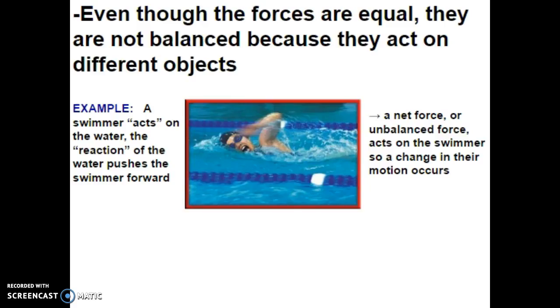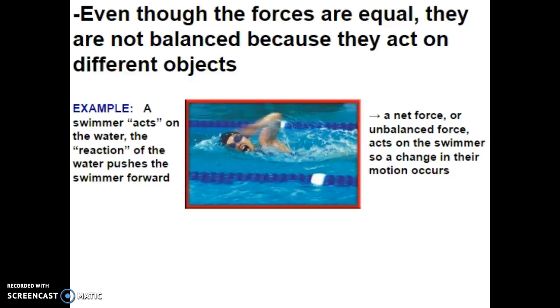Now this may seem weird, that Newton's third law would state for every action there's an opposite and equal reaction, because if that happens, it would seem as though everything would cancel out and nothing would move ever. But even though the forces are equal, they're not balanced because they act on different objects.